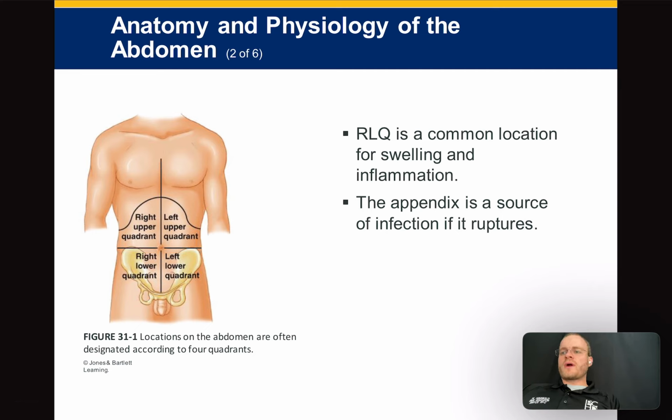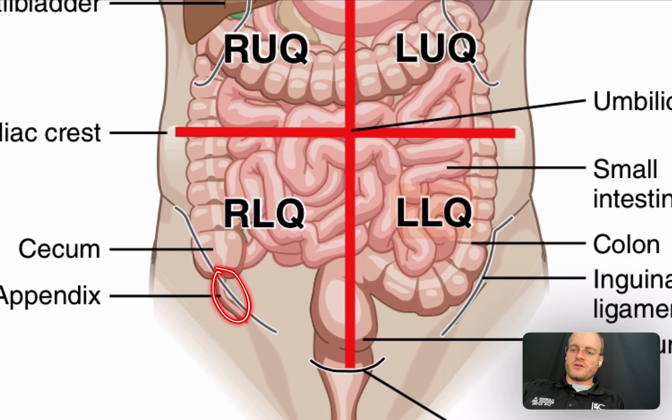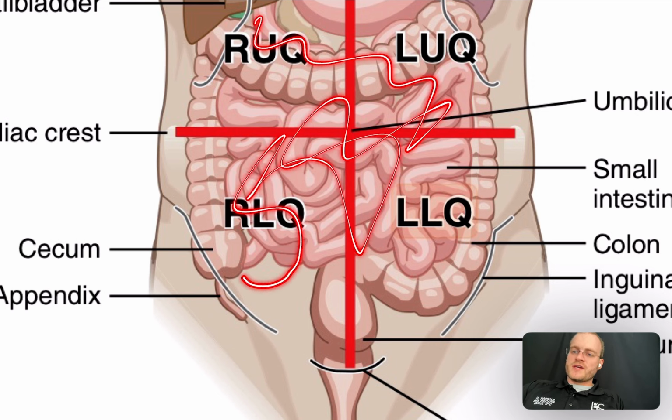The right lower quadrant is a common site for pain and swelling and issues of the appendix. This is a medical issue, not a traumatic issue. But remember, the appendix is this little pinky-sized structure that lays off the end of the cecum. Basically, your small bowel goes from your stomach, goes through all this, and eventually will dump right here. The ileum will join the large intestine, the colon, and this area right here is called the cecum.